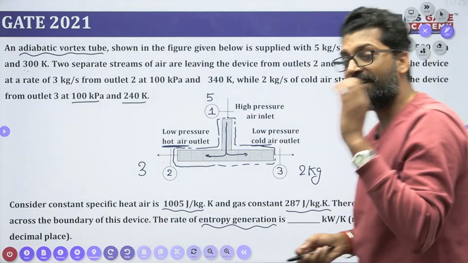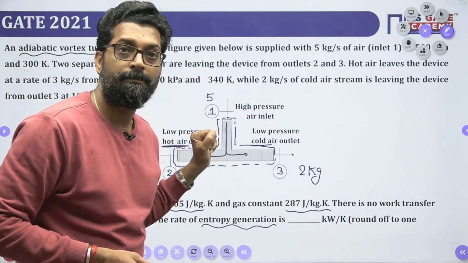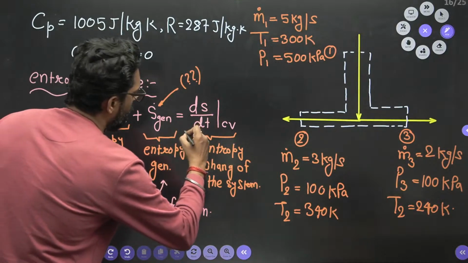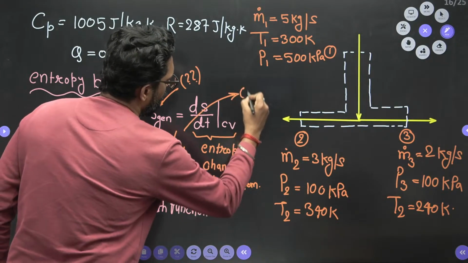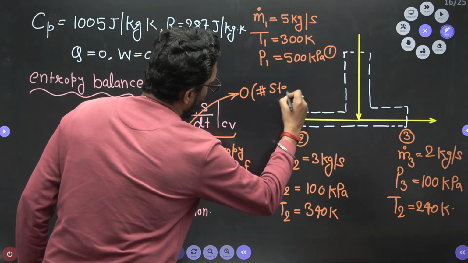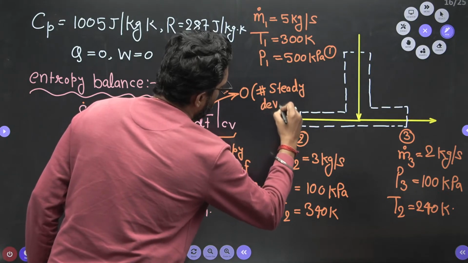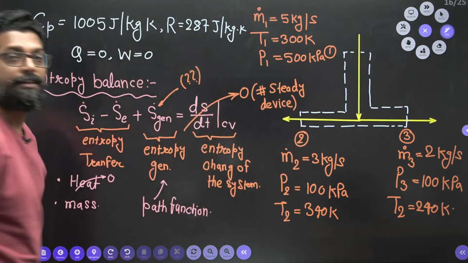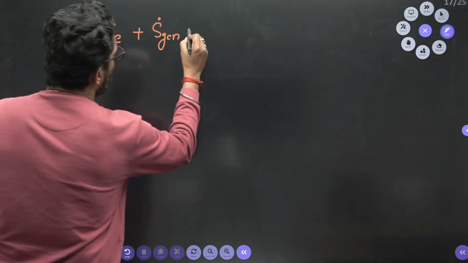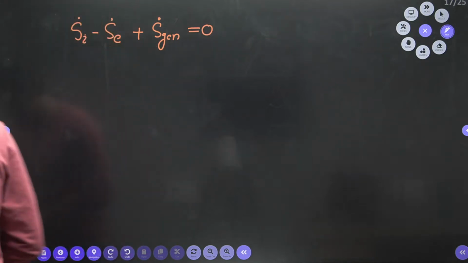If the system is steady, there is no change in the property of the system. That means, very important, this is 0. Why? Because it is a steady device. Yes or not, beta? Okay, that means this is 0. Clear?